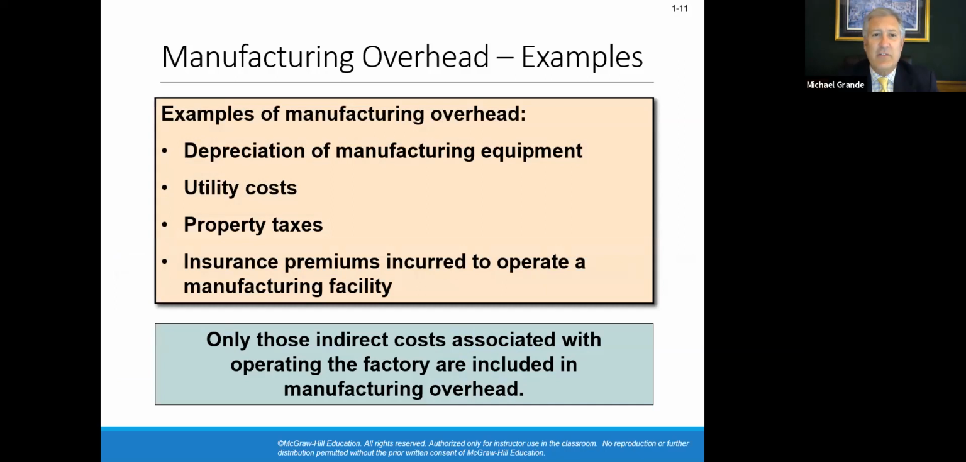Examples of manufacturing overhead: depreciation on manufacturing equipment, utility costs on the manufacturing plant, property taxes on the manufacturing plant, insurance premiums incurred to operate the manufacturing facility. Only those indirect costs associated with operating the factory are included in manufacturing overhead. That's crucially important. It's the factory. It's not the headquarters. It's not the sales room. It's not the corporate jet. It's not the fancy offices in the city.